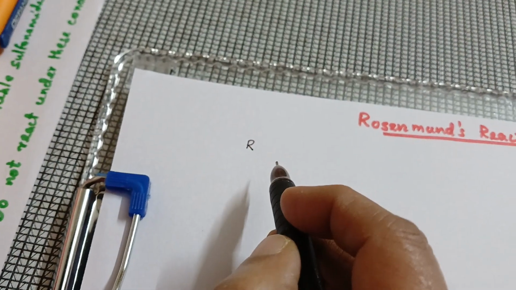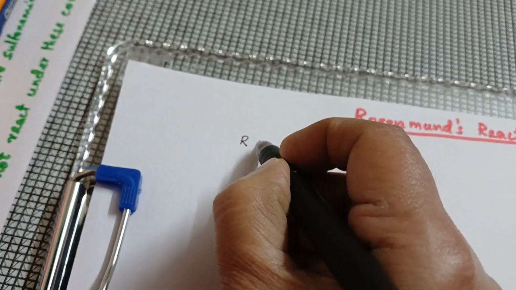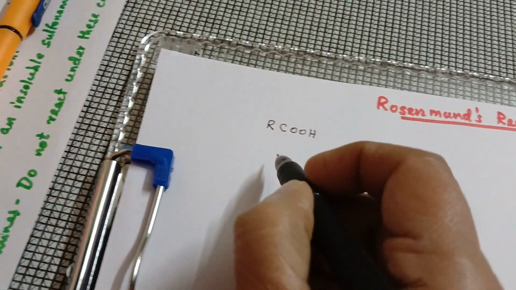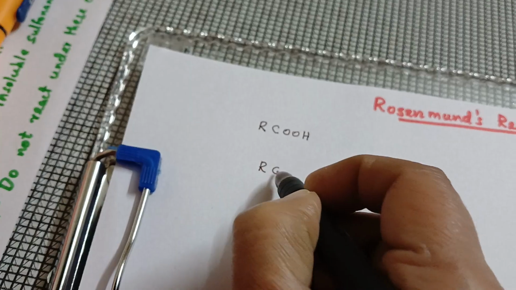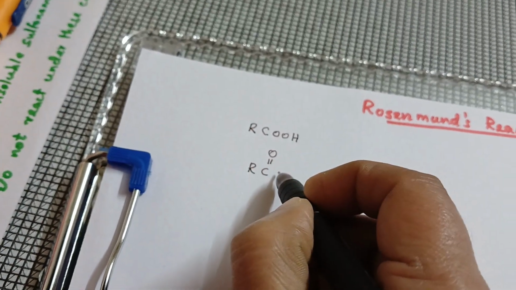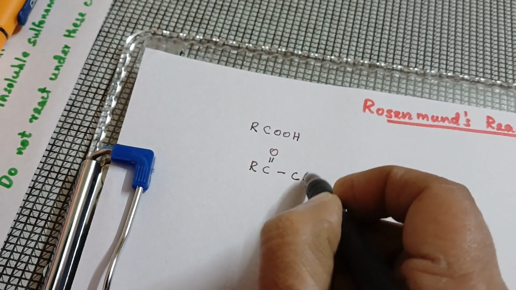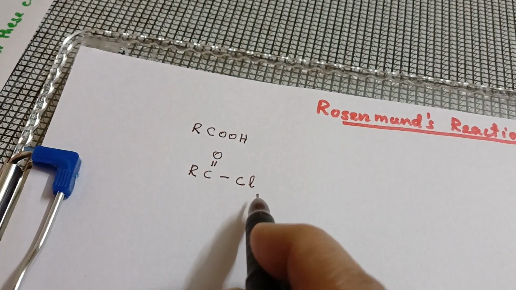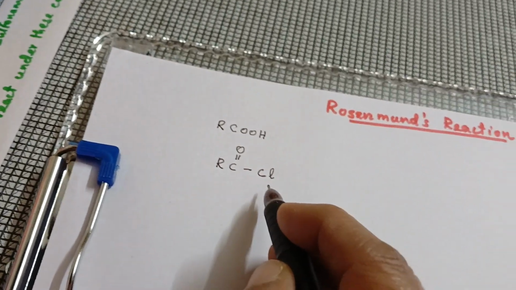Acid means carboxylic acid chlorides. Say RCOOH is carboxylic acid and its chloride, say we'll write it like this, RC double bond O Cl. This OH getting replaced by Cl. So this is acid chloride.